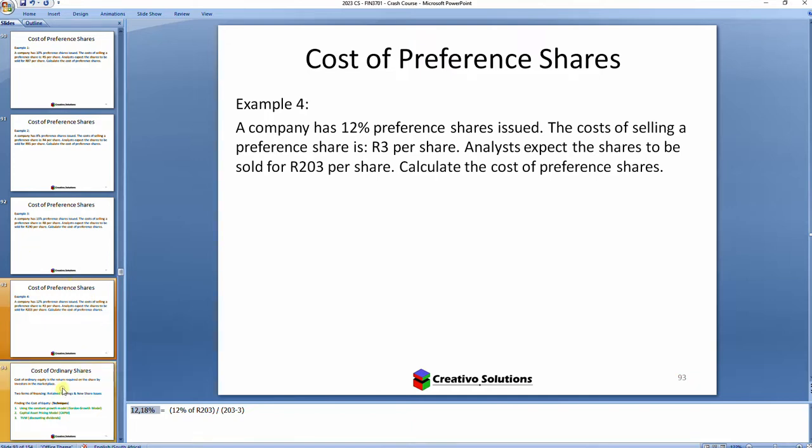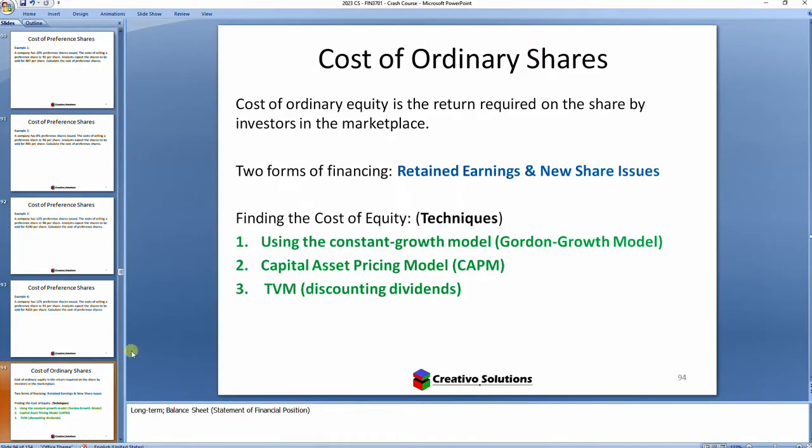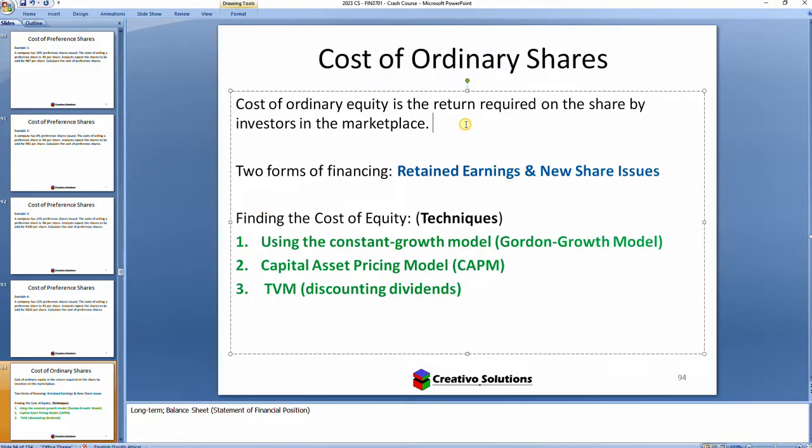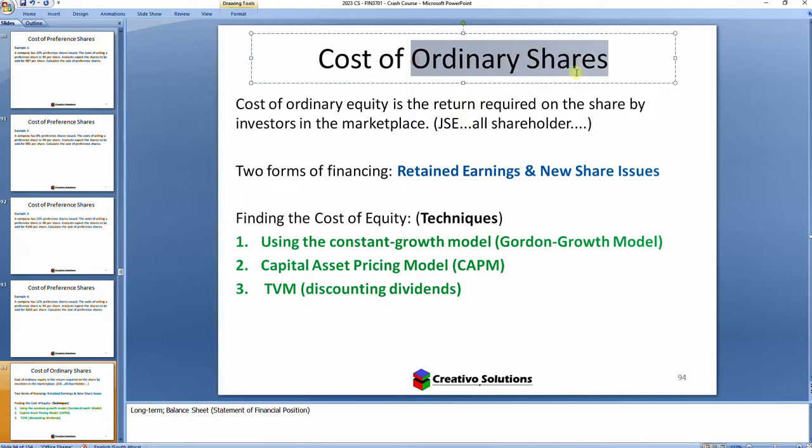Okay, the third form of financing is this one. Cost of ordinary shares. Now we're looking at ordinary. Be careful with this one. For ordinary shares, you have 3 different methods to calculate the cost of ordinary shares. An ordinary share is a share that we're issuing on the JSE to all shareholders, any shareholder. Not preference shareholders, ordinary shareholders. These are ordinary shares.